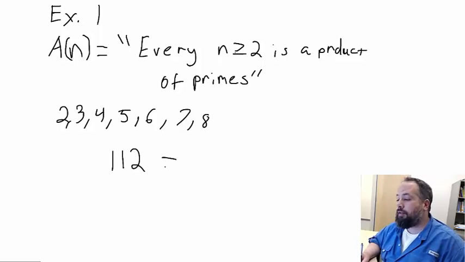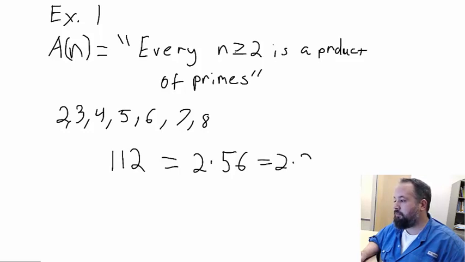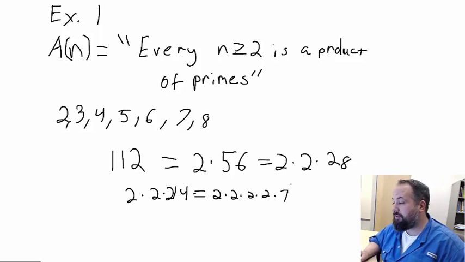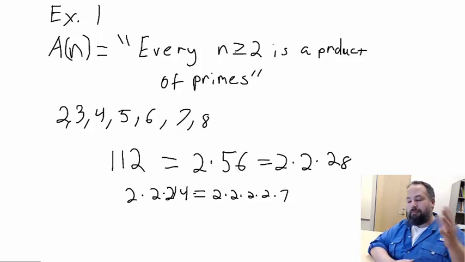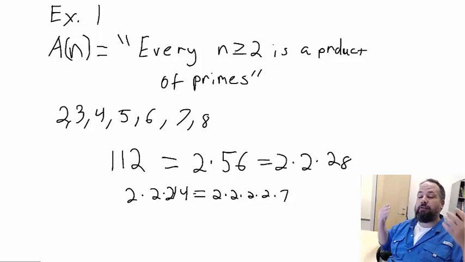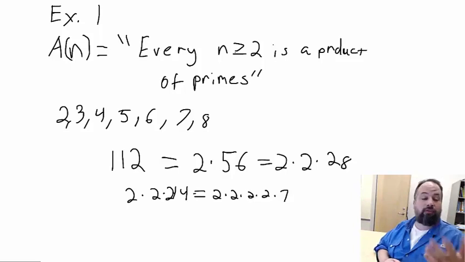112. Well, that's going to be 2 times 56, which is going to be 2 times 28, which is 2 times 2 times 14. Oh, there's another 2 in there. Which is 2 times 2 times 2 times 2 times 7. So, I mean, it's intuitive. Any number is the product of primes. Any number greater than or equal to 2.